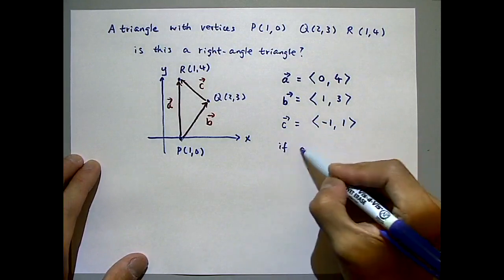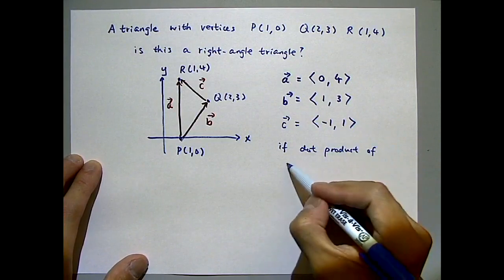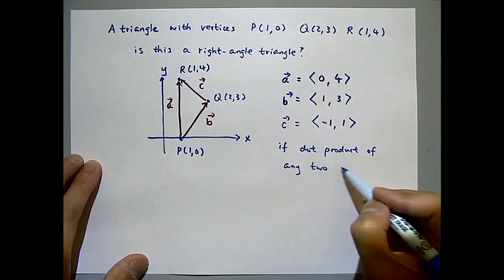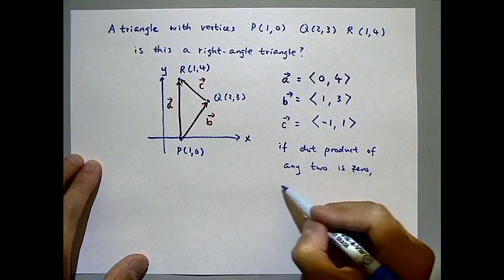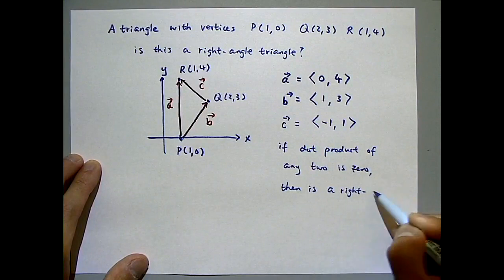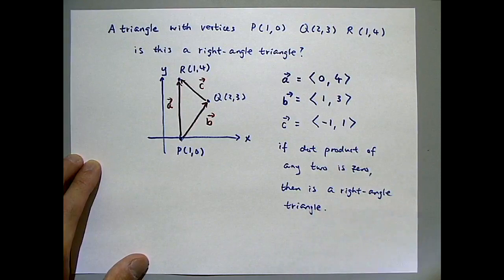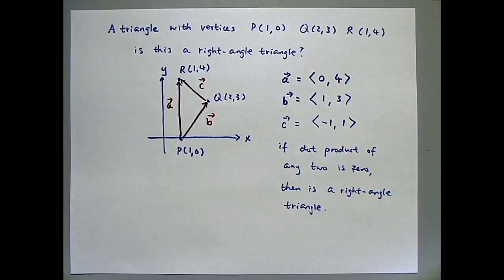So now we know if the dot product of any two is 0, then that triangle must be a right-angle triangle. Okay? Now the dot product of these three is very, very simple to do. I'll leave that to you to try out on your own to see if this is a right-angle triangle.